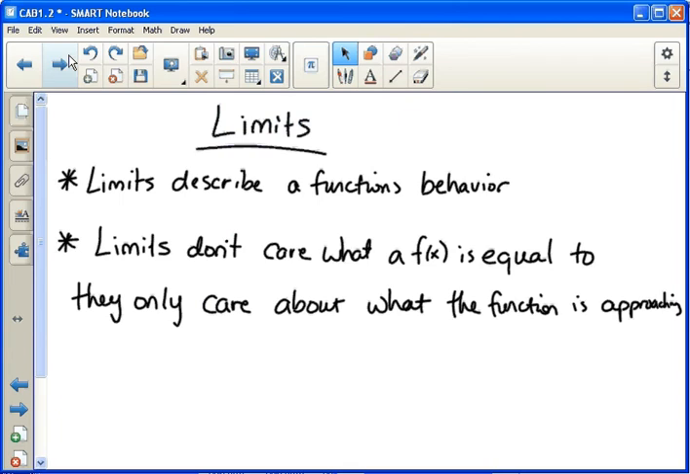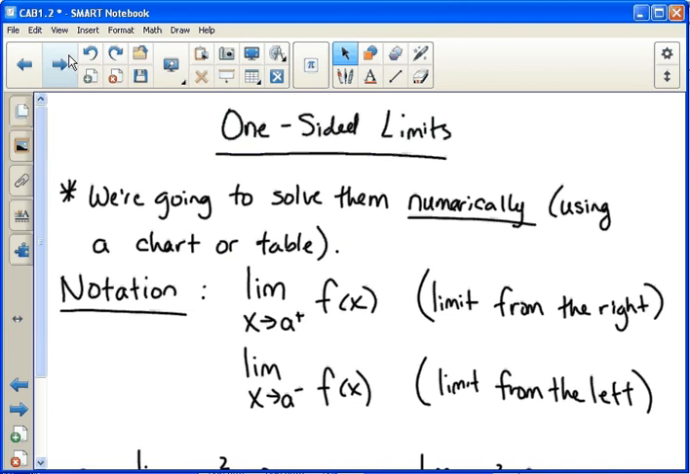So we're going to talk today about one-sided limits specifically. And we're going to start by solving them numerically. That means using a chart or a table. We'll be using the calculator's table function to do this for us. So let's look at the notation. If you're not familiar with the word notation, it just means how we write things. You know that if there's an x with a 2 written really high above it, that just means x squared. That's the way we write things. So that's all notation means, how we write things.